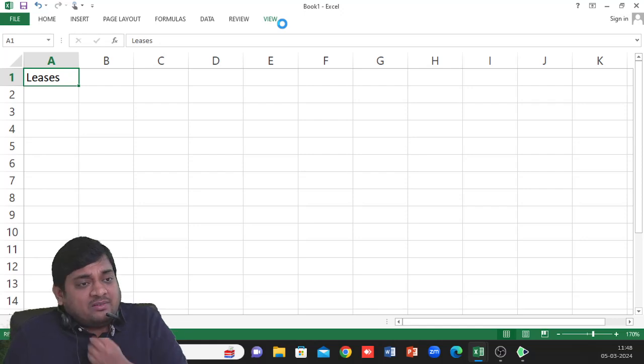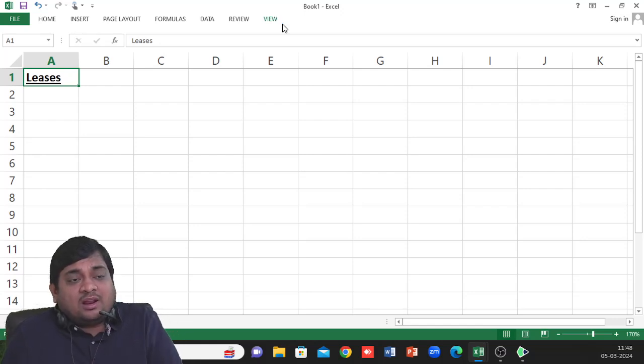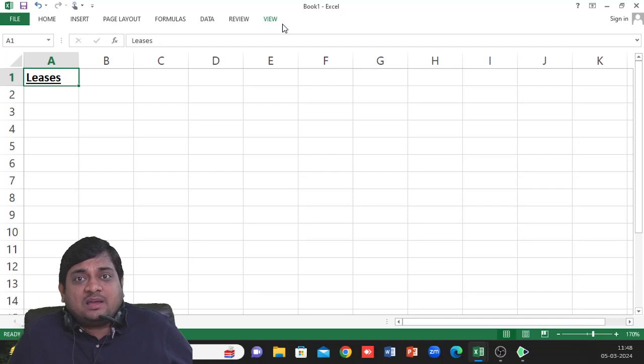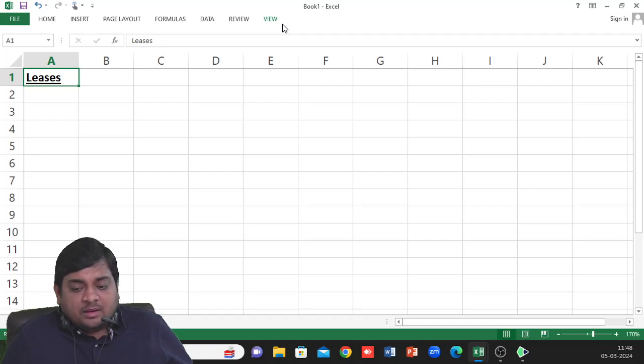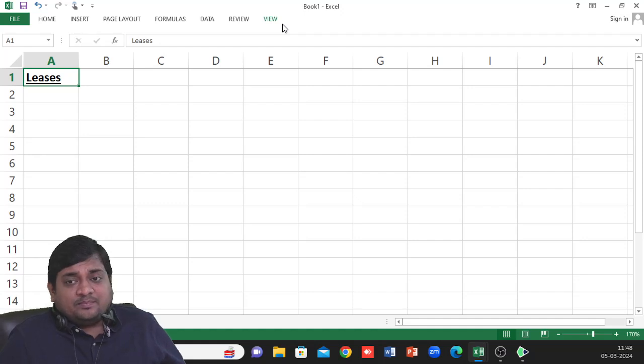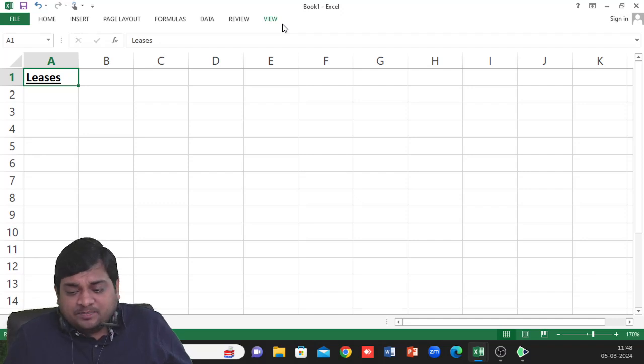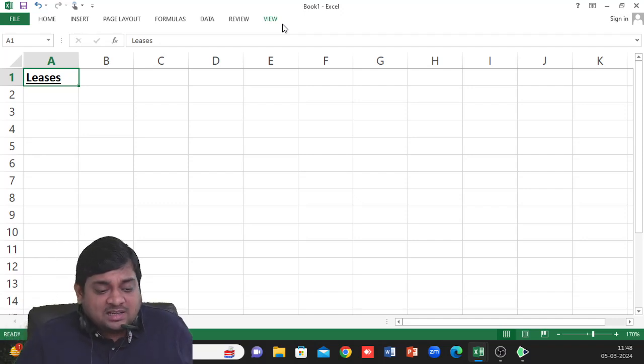So normally, whenever I take a place on a rental basis, the amount of rent which I pay is usually an expense for me, right? But here, depending upon certain criteria, we are going to classify lease, right?